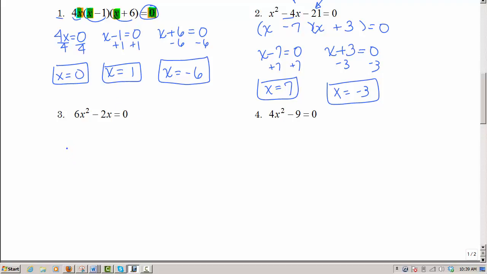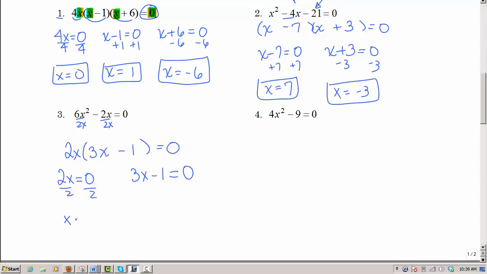GCF of 2x. So if I divide both by 2x, that's going to give me 3x minus 1. Then I set each factor equal to 0. Dividing by 2. Now here I need to add 1 and then divide by 3. And I have two answers, 0 and 1/3.